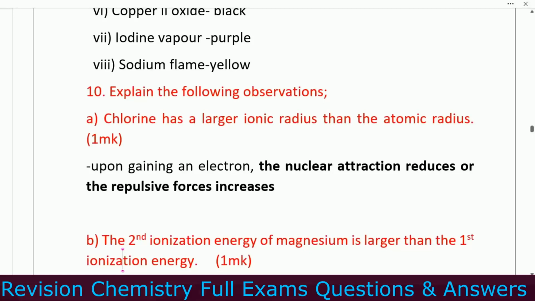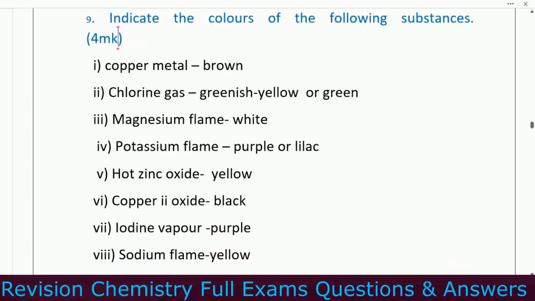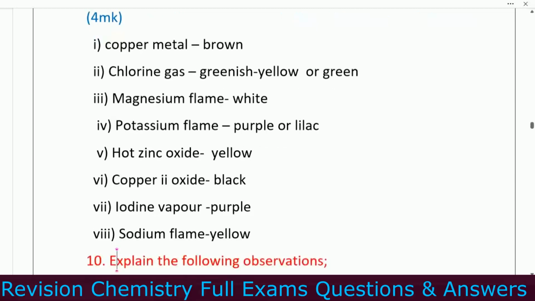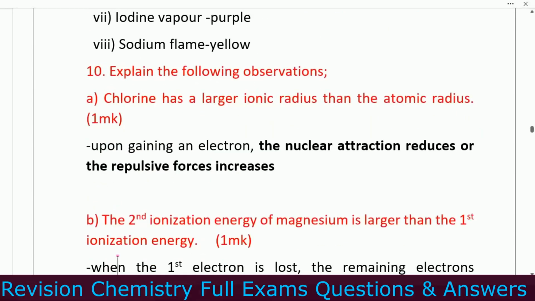You write somewhere about these different substances in chemistry, because these are the basics. Number 10, explain the following observations. Chlorine has a larger ionic radius than the atomic radius. Why is it like that?